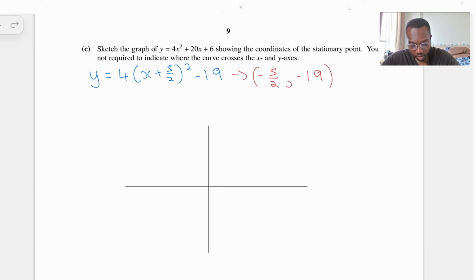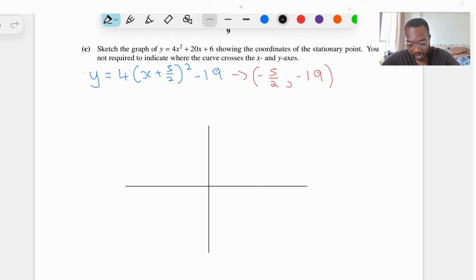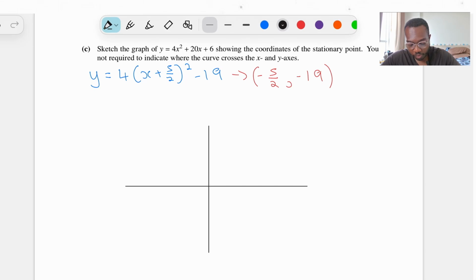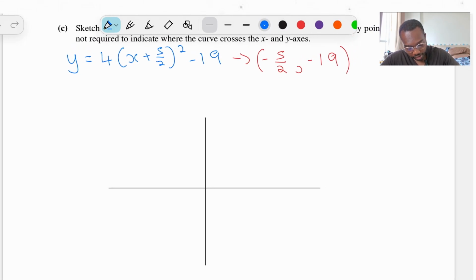We also know, though we don't need to put this on our graph, that it cuts the y-axis at 6, because if we make x 0, we're just left with y equals 6. So it's going to cut the y-axis somewhere over here. Using that, we can think of a general base for this shape, and it would look something like this. Something like that, and that is perfectly fine.